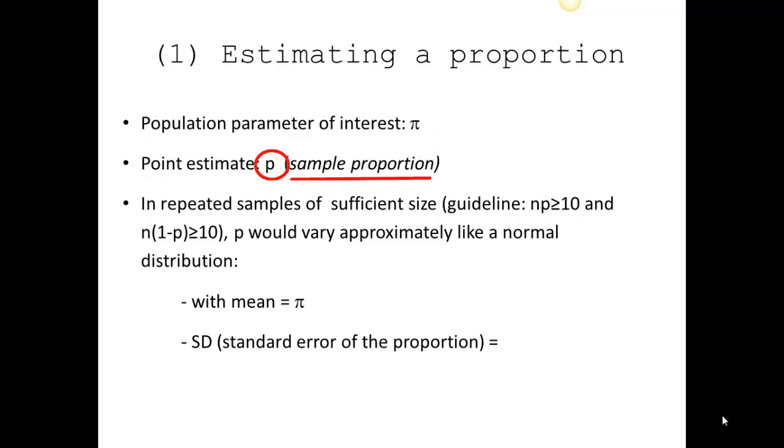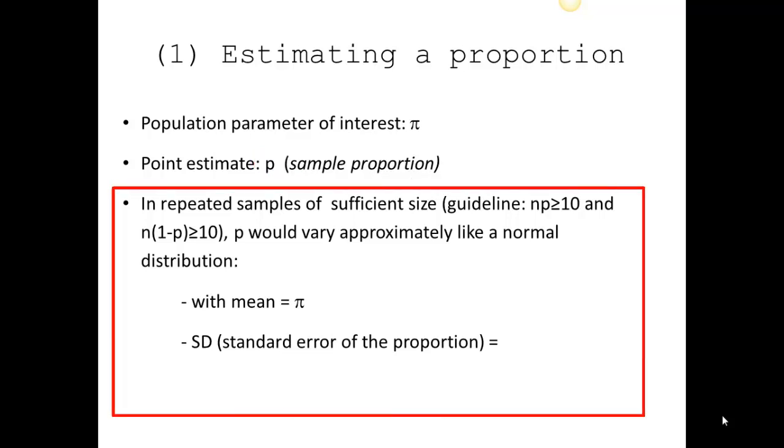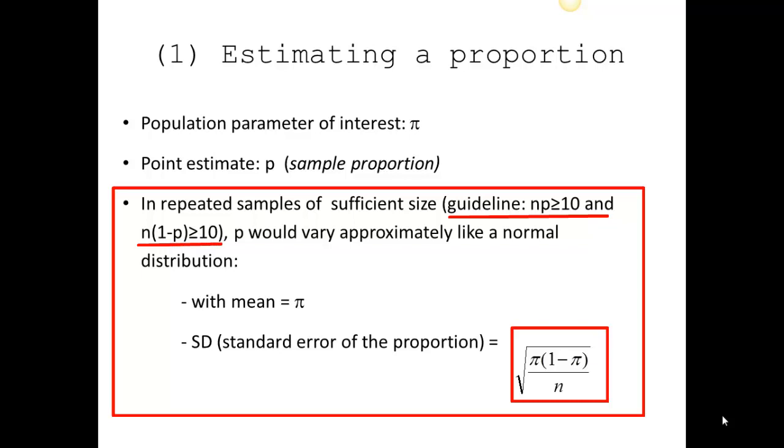And we note that as long as the sample is of sufficient size, then our point estimate for the sample proportion in the long run will follow a normal distribution with a mean that's equal to the population proportion and a standard error given by this equation. And we use these guidelines here to work out whether the sample is of a sufficient size or not for that approximation.